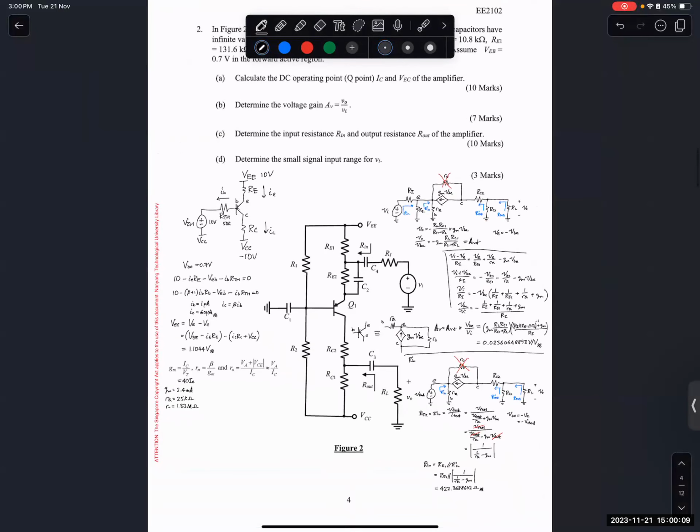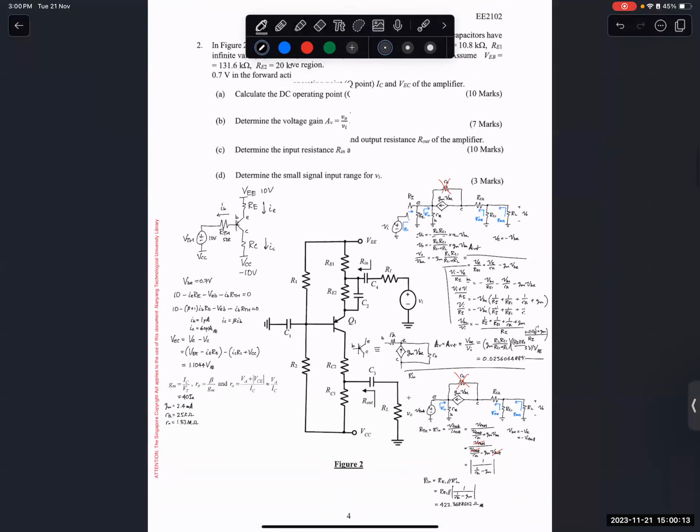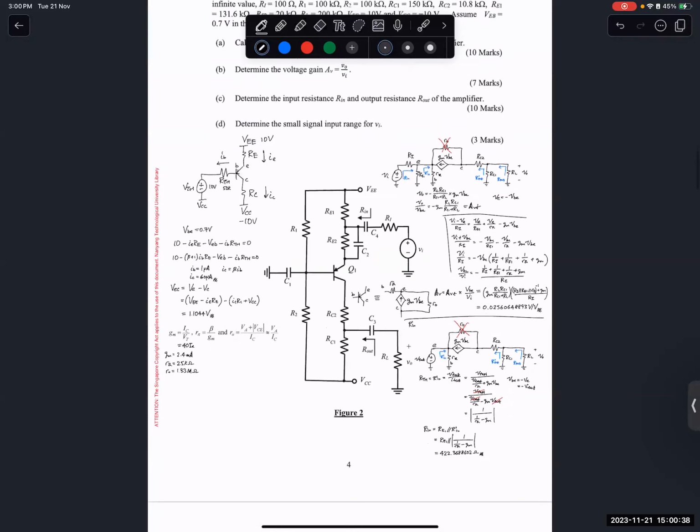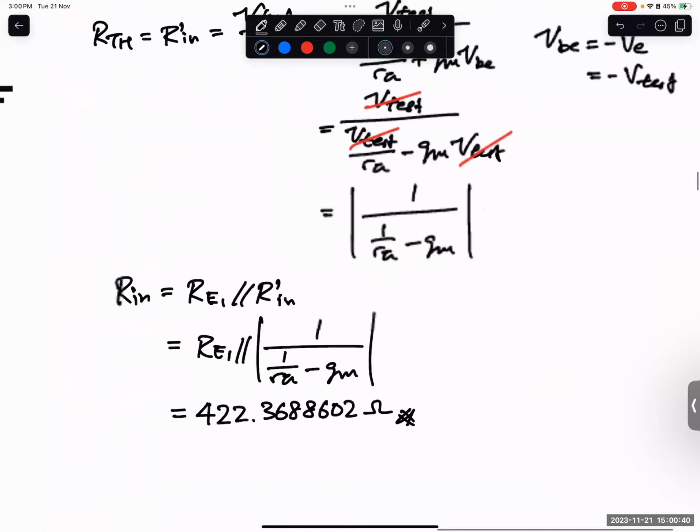You got the same also? If you got the same, I don't calculate again. Okay, close enough. Just in case, RE1 is how much? Absolute sum parallel with RE1 is 131.6 kilo. Yeah, 422. Then I take 422.37.